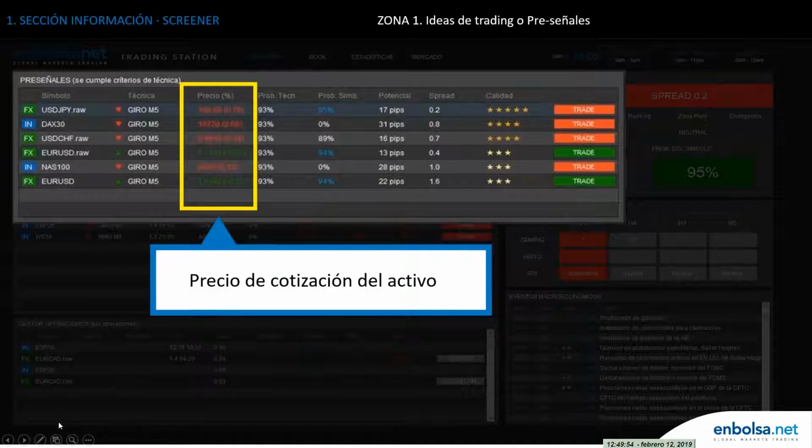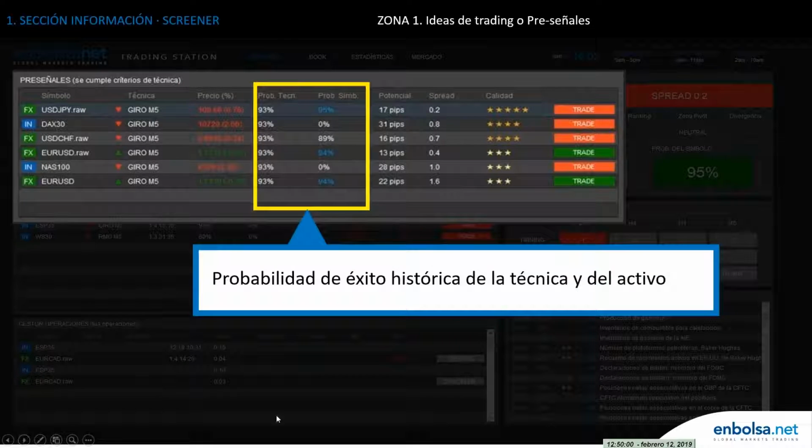The next information we have is about the asset price and its evolution of the day, either negative or positive. In the following two columns, we have the success probability of that technique and that symbol or instrument. As you can see, the technique we have seen in the second column indicates the probability. That probability shows us the technique statistics for all the instruments. In this case, critical turn has a probability of 93.